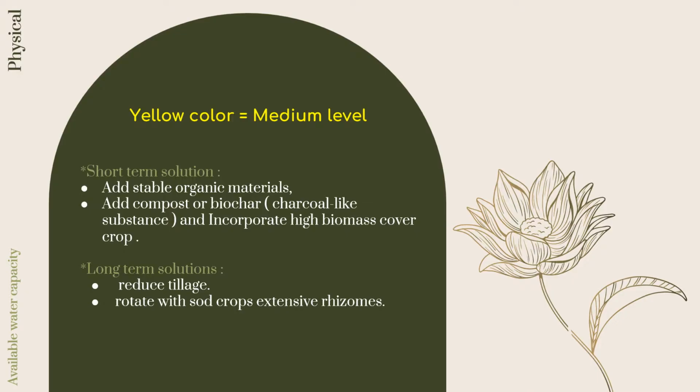We start with the physical indicators, which is available water capacity. The scoring grade is yellow, which is a medium level. But the medium level is a very good situation, though it also needs some improvement. We have many solutions in the short term and long term. In the short term, we add stable organic material, and also we add compost and incorporate high biomass cover crops. While in the long term, we reduce the tillage.